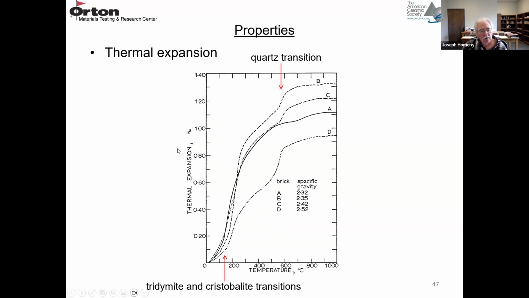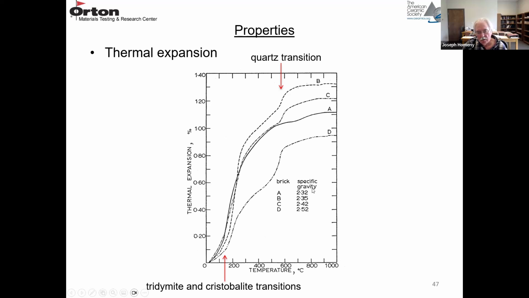So this is an actual thermal expansion versus temperature curve for 4 different silica refractories, A, B, C, and D. In this area, you have the tridymite and cristobalite displacive transformation, so you can see the rapid increase in the expansion in that region. And here you have the quartz transition, 573 degrees C, and you can see in 3 of the materials, B, C, and D, you have a rapid increase in thermal expansion due to the phase transformations.